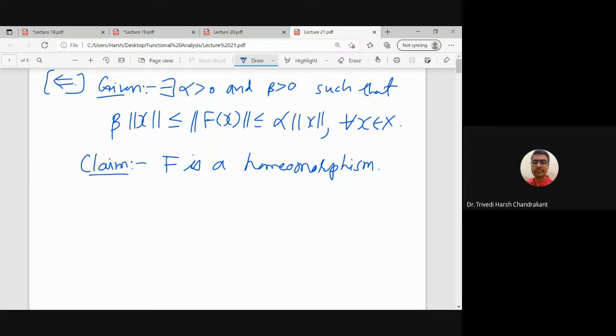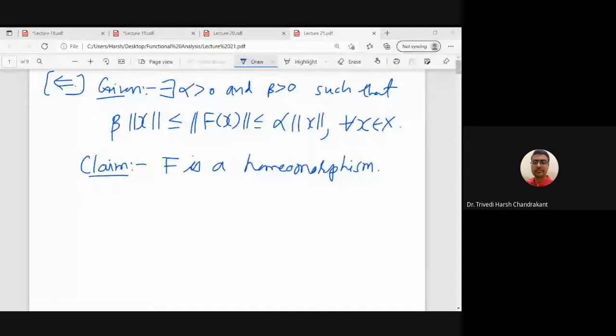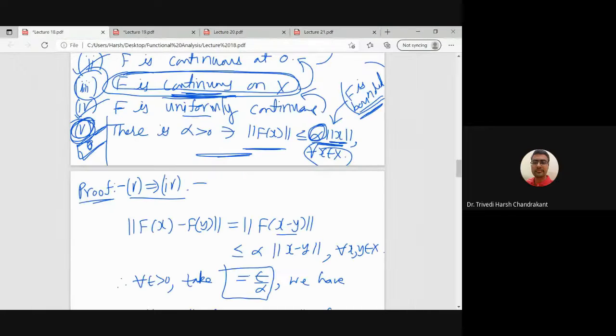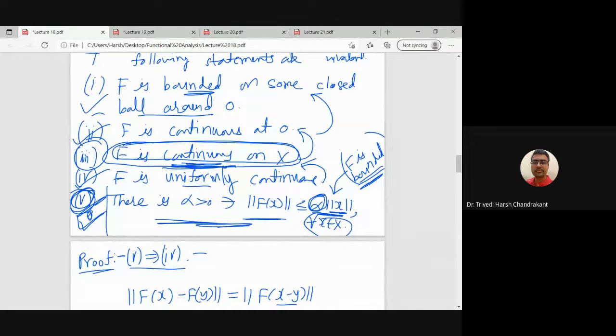So what do we do now? What is trivial? F is continuous is easy, or f inverse is continuous is easy from the hypothesis. By the previous definition, f is continuous we already have. So this condition we can use: since alpha exists, f is continuous. So 5 implies 3.